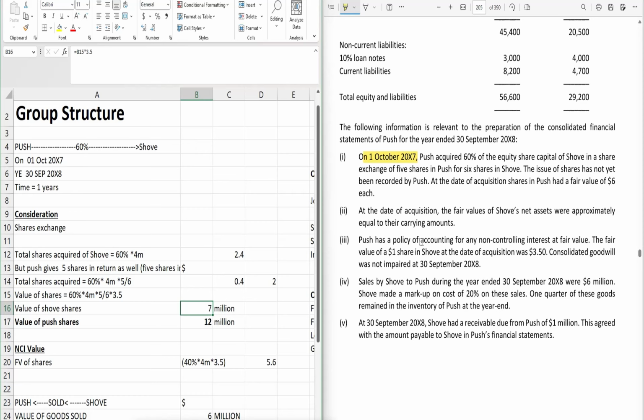Push has a policy of accounting for NCI at fair value, and the fair value of one share in SOV at the date of acquisition was 3.50. So this is the fair value of SOV shares, and we will multiply here.